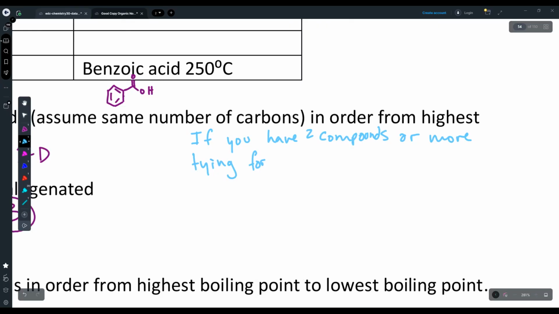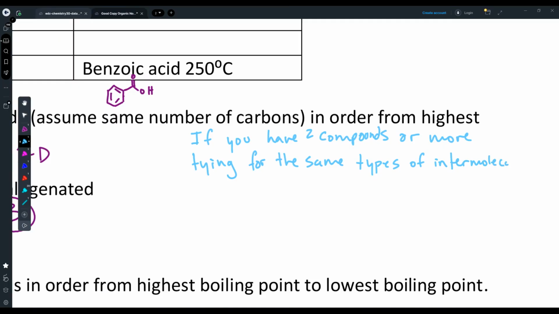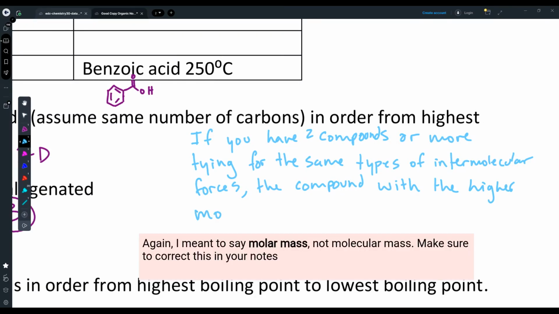Okay, so if you have two or more compounds tying for the same amount or the same types of intermolecular forces, the compound with the higher molecular mass will have the higher boiling point.